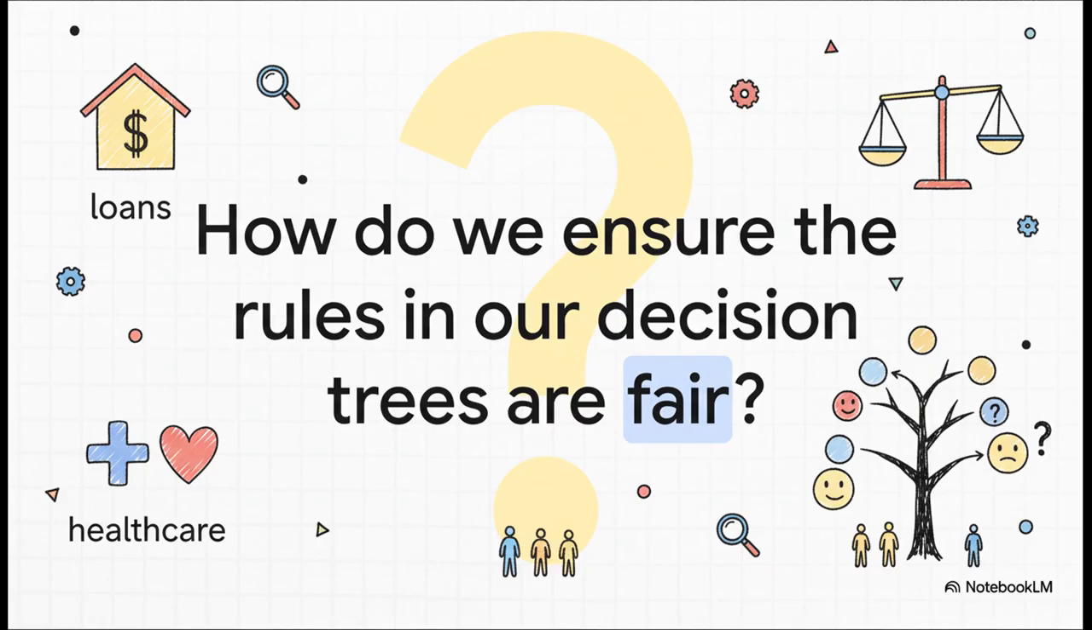As we let these automated systems make more and more decisions about our lives, about our loans, our jobs, even our healthcare, we're facing a huge new challenge. When an algorithm makes a choice based on the rules it's learned, who's responsible for making sure those rules are fair? And ultimately, who is accountable for the outcome?